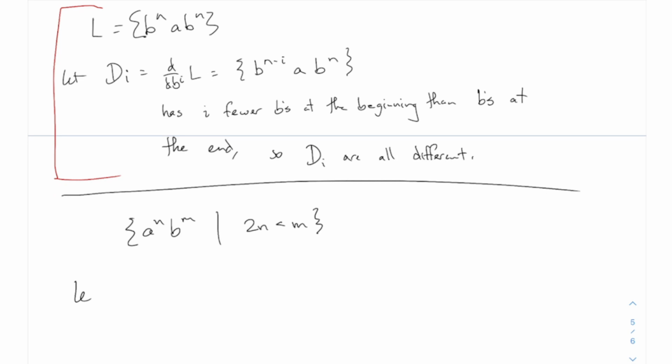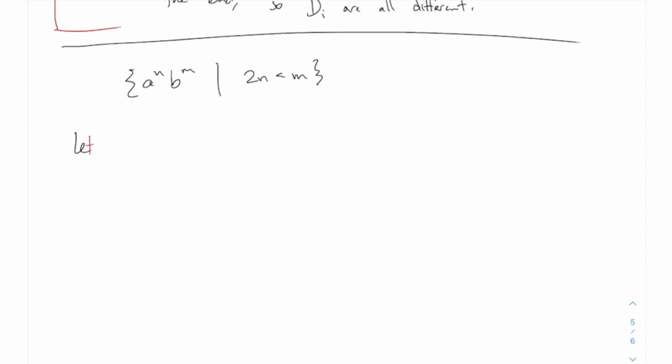You're trying to demonstrate that there are infinitely many different derivatives. So say it. Anyway, this one I'm going to say let d_i be the derivative with respect to a to the i of L, which in this example cancels off some a's at the beginning of those strings.